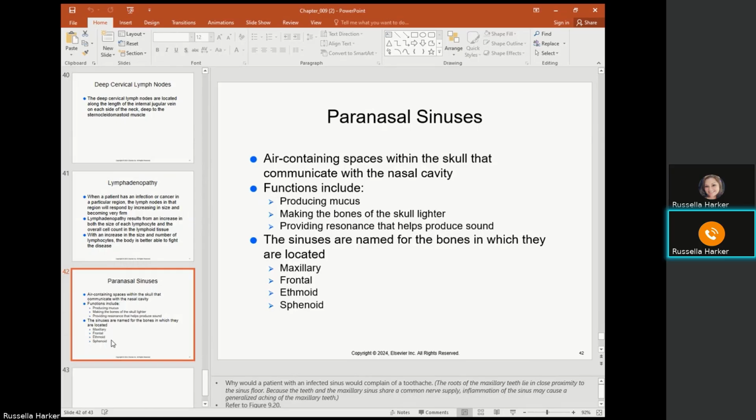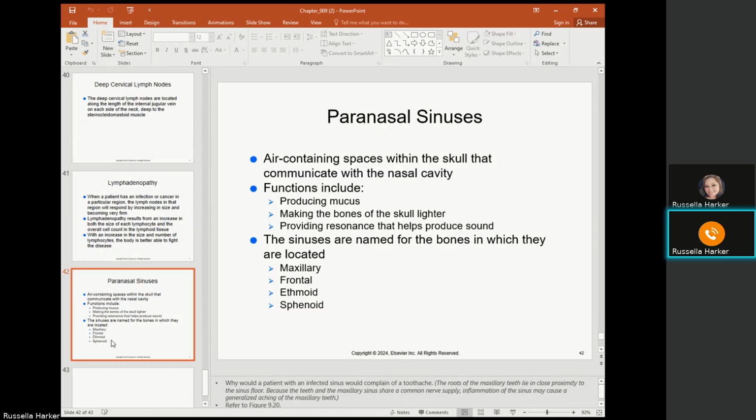Oftentimes a patient that has an infected sinus might complain of a toothache. That's because the roots of the maxillary teeth are so close in proximity to the sinus floor that it feels like they have a toothache when in fact it's the sinuses that are infected, or vice versa. They may think that they have a sinus infection when in fact it's a toothache, because the anatomy is so close in proximity. So they may have generalized pain and not be exactly sure what it is caused from.